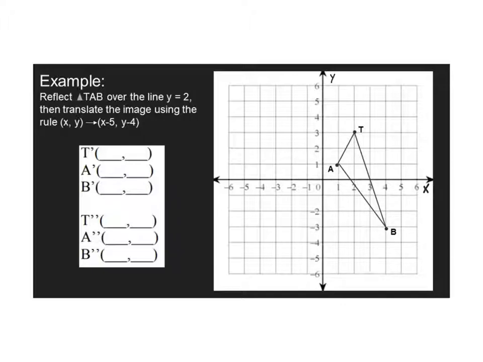The first thing I have to do is reflect triangle TAB over the line y equals 2, and then I have to translate the image using the rule x minus 5, y minus 4. If you look, the line y equals 2 is a horizontal line, and it is this line I just highlighted in blue. So I'm going to start with the reflection.